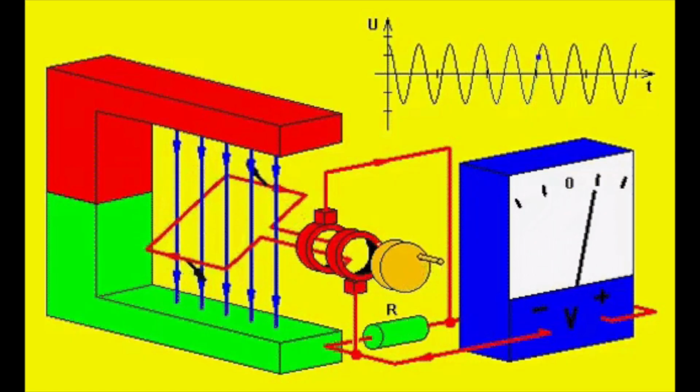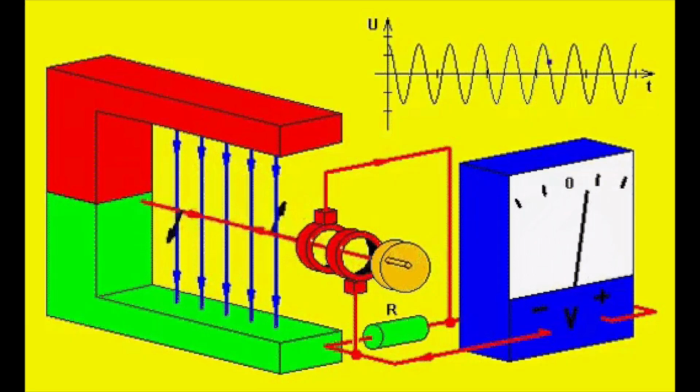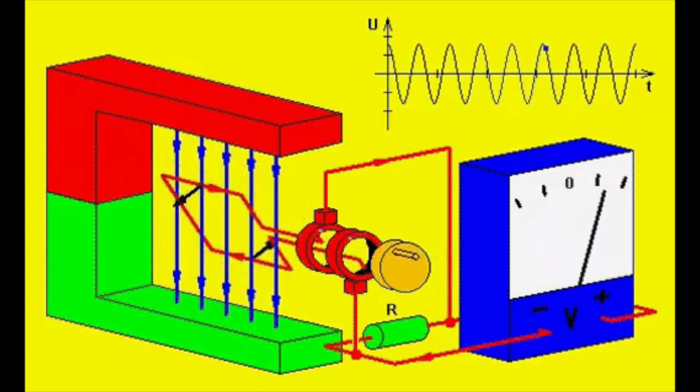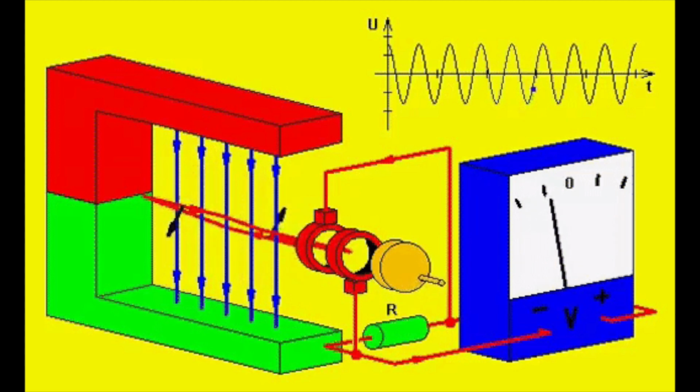The number of complete alternations or cycles in 1 second is the frequency of alternating current. The unit of frequency is the hertz.